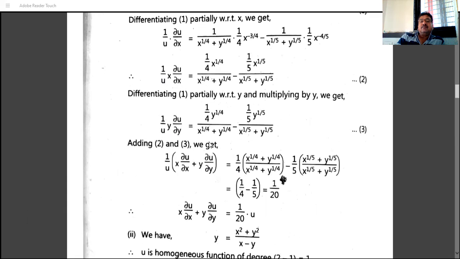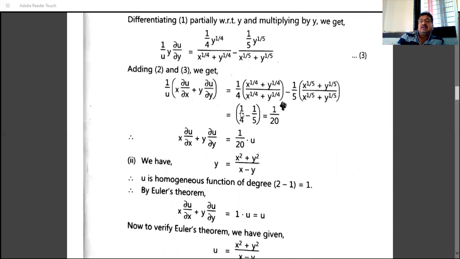So 1 by 4, this base is same, so the addition is what? 1 by 4 is common factor, x raised to 1 by 4 plus y raised to 1 by 4, and take 1 by 5 as common, and negative sign as common. So we have x raised to 1 by 5, base same, plus y raised to 1 by 5. And then this is 1 and this is 1. So 1 by 4 minus 1 by 5 is 1 by 20.